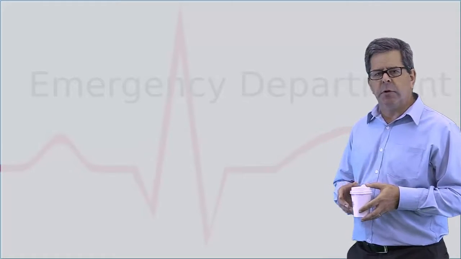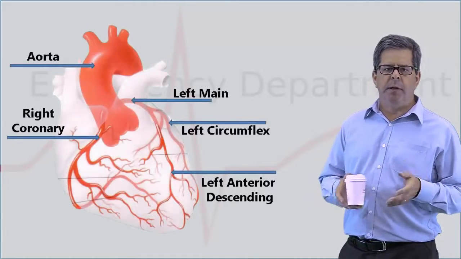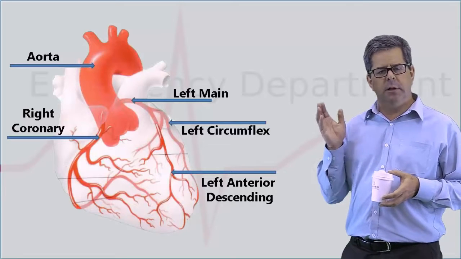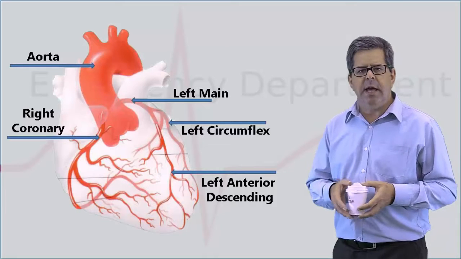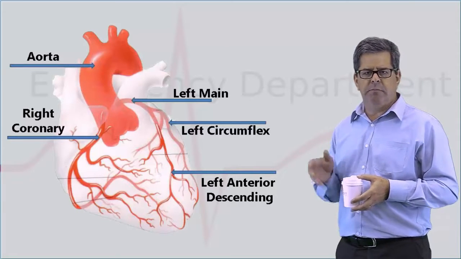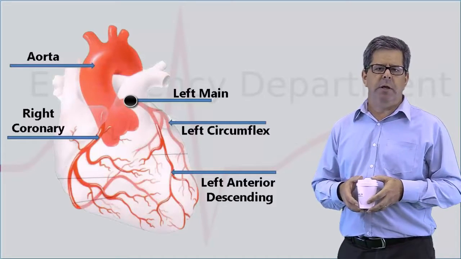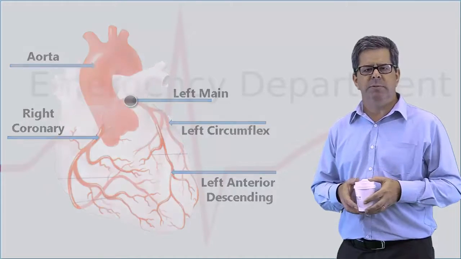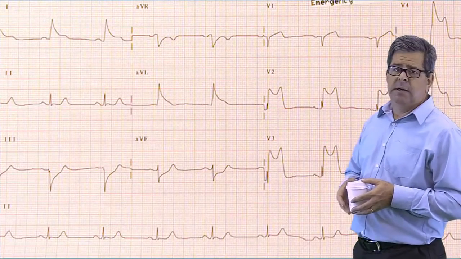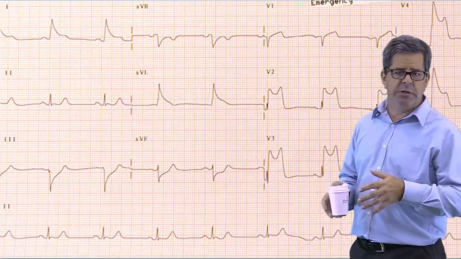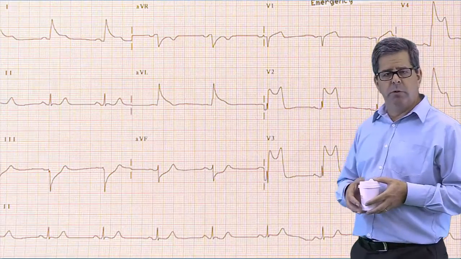Let's have a look first of all at the left side of the heart. The left side of the heart is supplied by the left main coronary artery, which divides into the left circumflex and the left anterior descending. If you obstruct at the level of the left coronary, then a lot of the myocardium of the left ventricle is affected, and your ECG looks like this. It's pretty ugly: ST elevation anteriorly and laterally, ST depression inferiorly. It's why it's called the widowmaker.